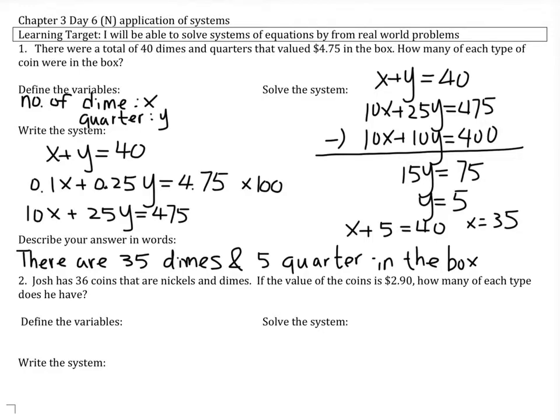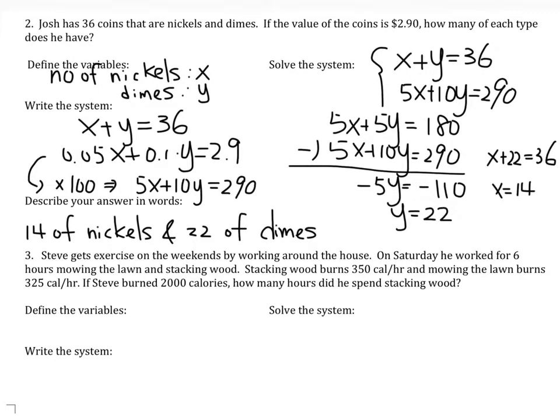So as I mentioned before, 1 dime equals 10 cents. 2 dimes equals 10 cents times 2. 3 dimes equals 10 cents times 3. 4 dimes equals 10.